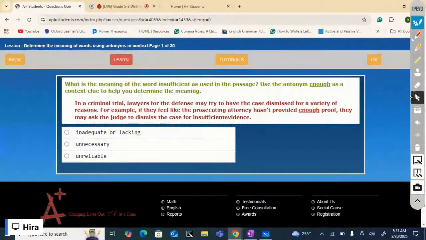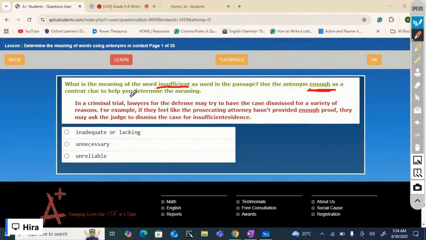Now, what is the meaning of the word insufficient as used in the passage? Use the antonym enough as a context clue to help you determine the meaning. What is the meaning of the word insufficient? And we can use the antonym enough as a context clue to help you determine the meaning.